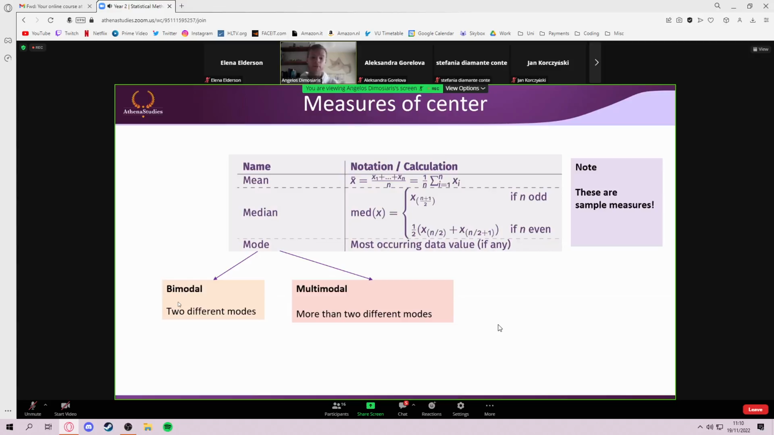If you have 2 people that have exactly the same age and 2 other people that have exactly the same age, and then 6 different values, then you have a bimodal, because 2 values appear twice, most of the times. And if you have many different modes, we call it multimodal, so more than 2. Does it make sense here?